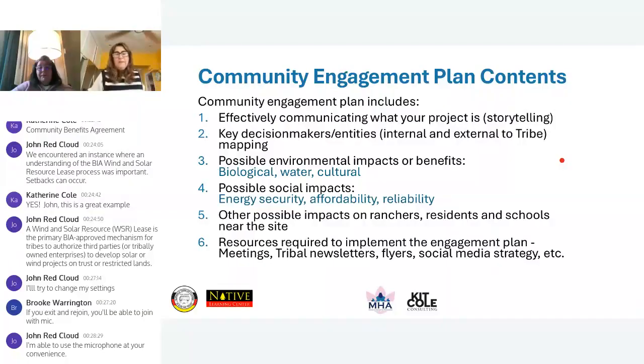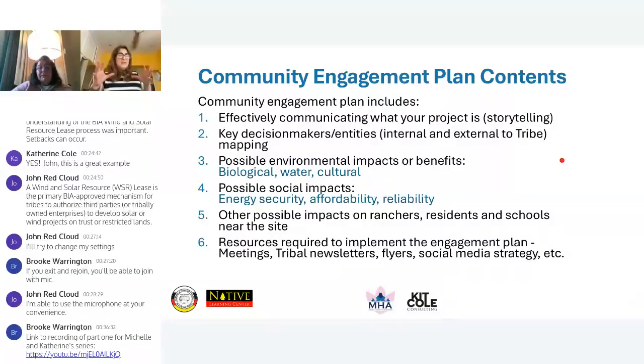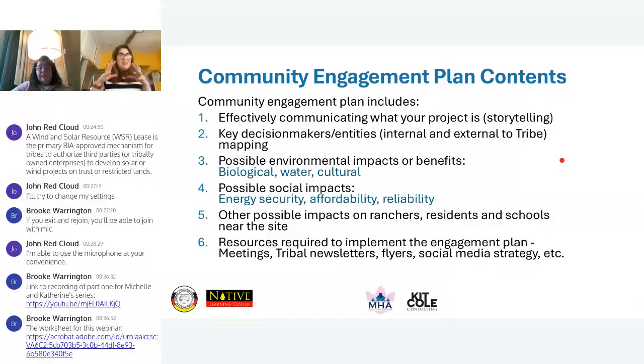We're going to talk about putting a matrix together so you can organize what kinds of folks would be interested in the project, how you might reach out to them, and how they might like to be communicated with. So when you have a lot of different interested parties, in our experience, those interested parties all have different preferences for how they want to be communicated with.